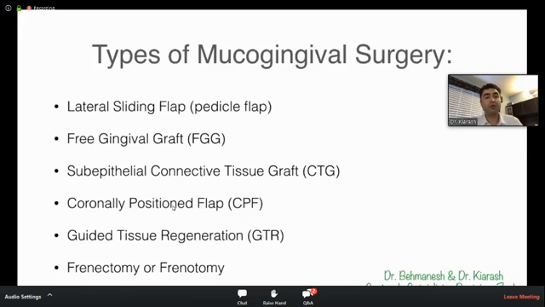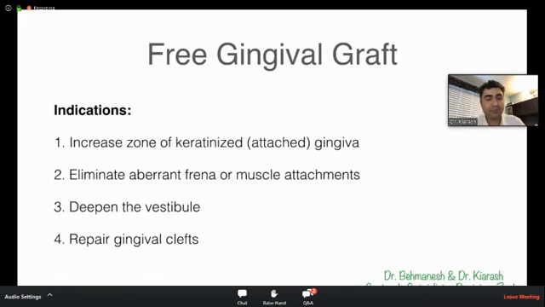So if we're looking at a free gingival graft, we start with the most basic. The most common indication is to increase the zone of KG, to eliminate any sort of muscle or frenum pull. And one of the key features of this is to deepen the vestibule. We can obviously repair gingival clefts with it, but keep in mind deepening of the vestibule and increase of KG are the two most go-to reasons we utilize this procedure.